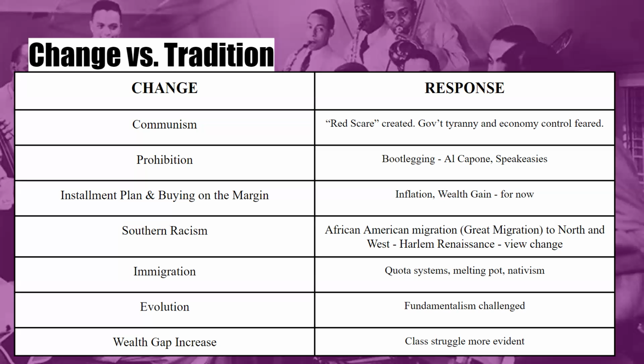Southern racism got worse gradually, and there ended up being African-American migration, called the Great Migration, to the North and West for more opportunities and to escape this racism, even though it still existed other places too. But there, many African Americans could be free to have their own culture, and that's what the Harlem Renaissance describes.